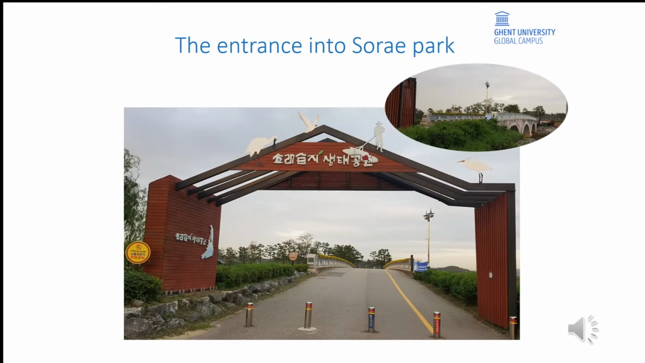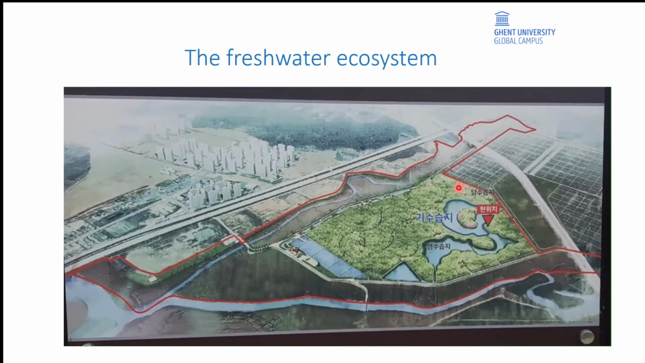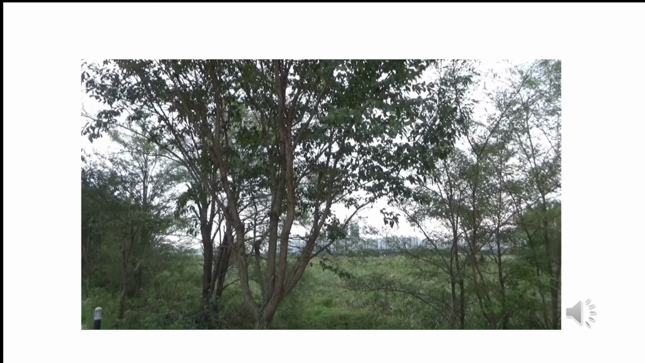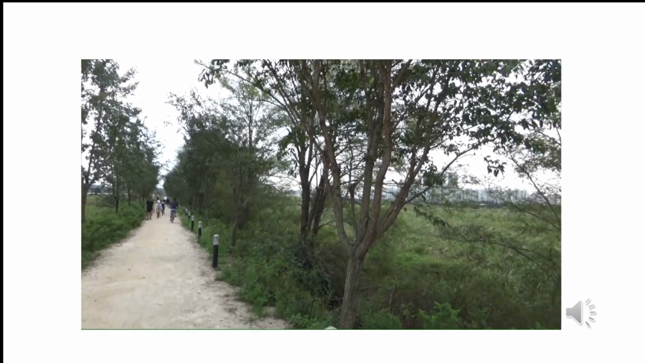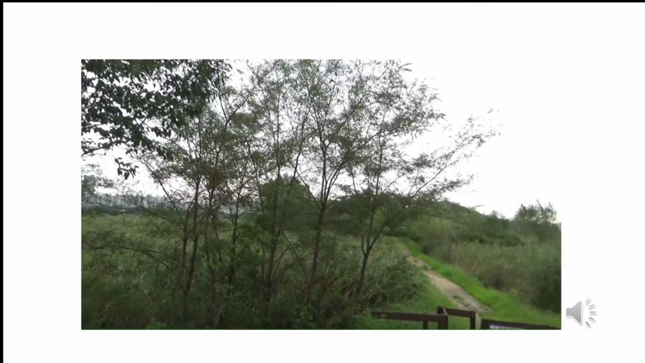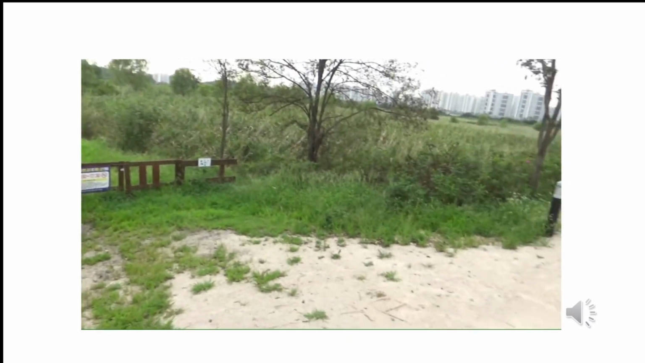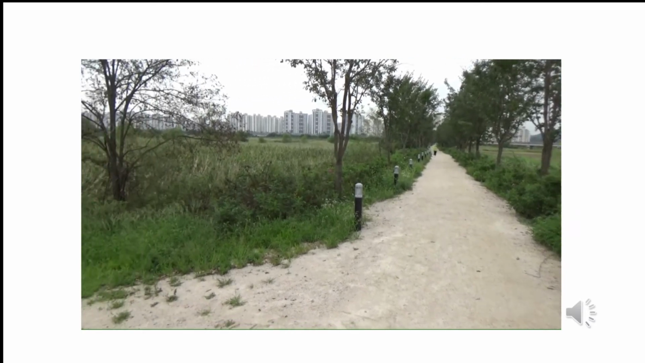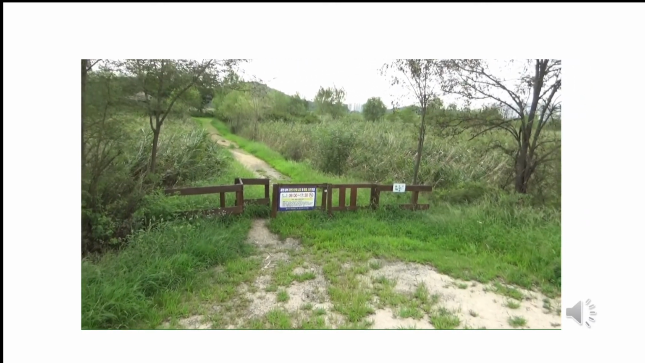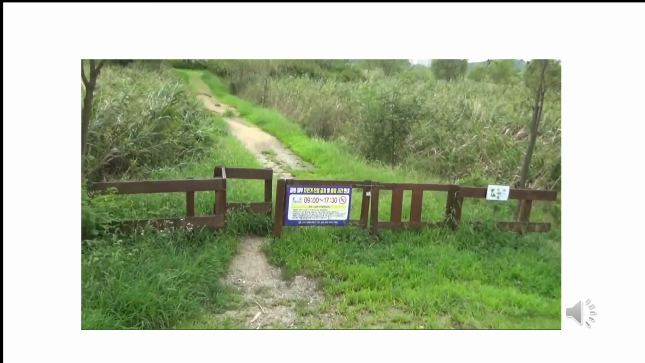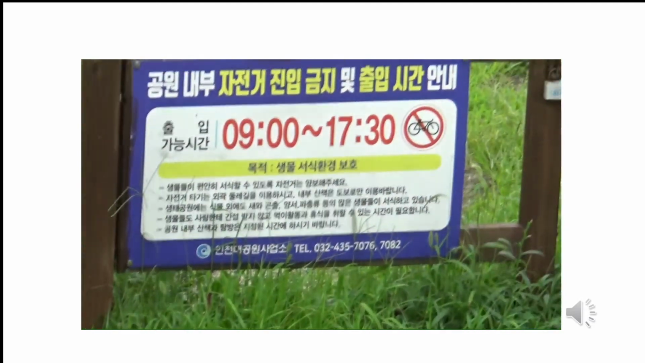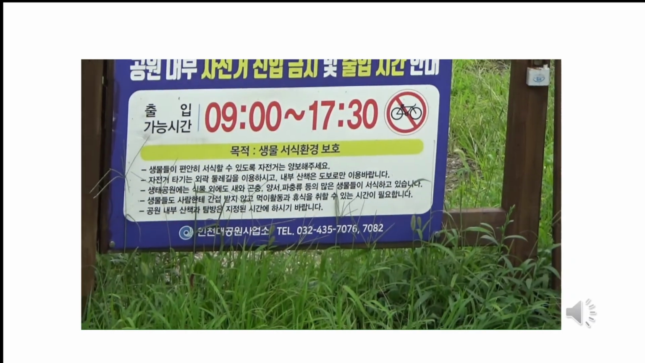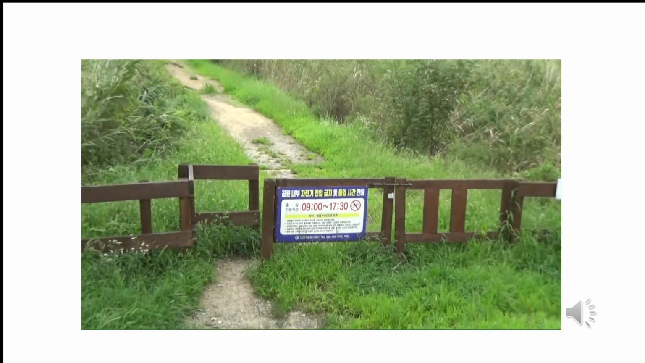This is the entrance into Surrey Park. Freshwater ecosystem in Surrey is right at the center of the Surrey Park. After branching off from the mud flats over the bridge and into the salt marsh ecosystems, we are now at the entrance of the freshwater ecosystem in Surrey. Now let's go into the freshwater ecosystem.